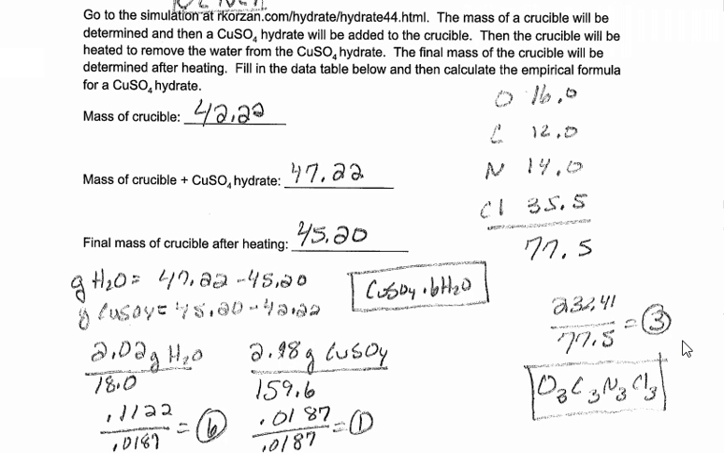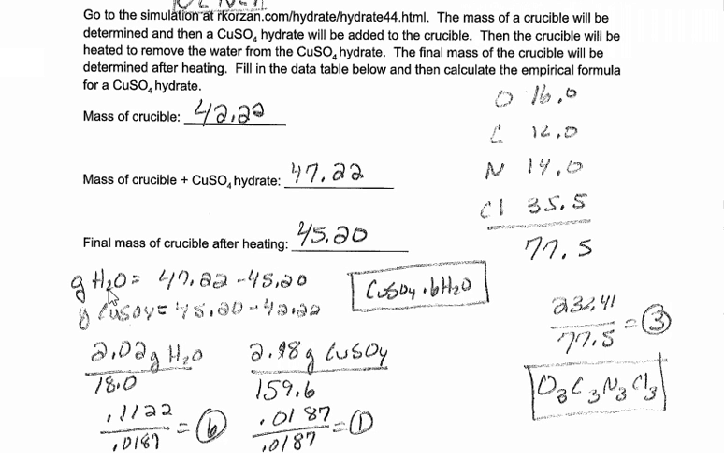Okay, and the last question for video 1 here, we're going to look at a hydrate formula. This one's a simulation for a hydrate of copper sulfate. You start the simulation, take the mass of your crucible, 42.22 grams, and then we add our hydrated copper sulfate, CuSO4 with water, and that is 47.22 when you're done with that. And then you heat your crucible, and the water is boiled away, and you're left with dry copper sulfate and a final mass of 45.20.